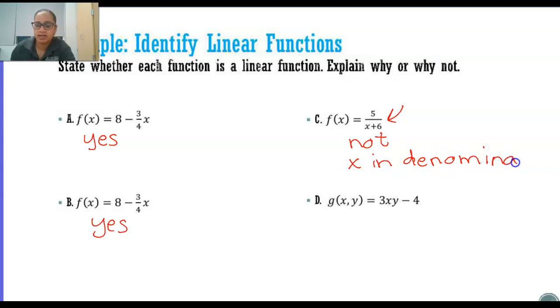And then looking at the final one, we have to decide if this is linear or not. I'm going to say not. See if you can figure out why. It's because variables are being multiplied by each other.